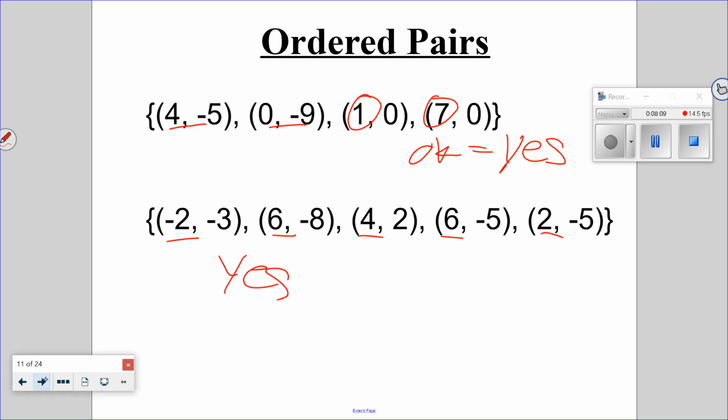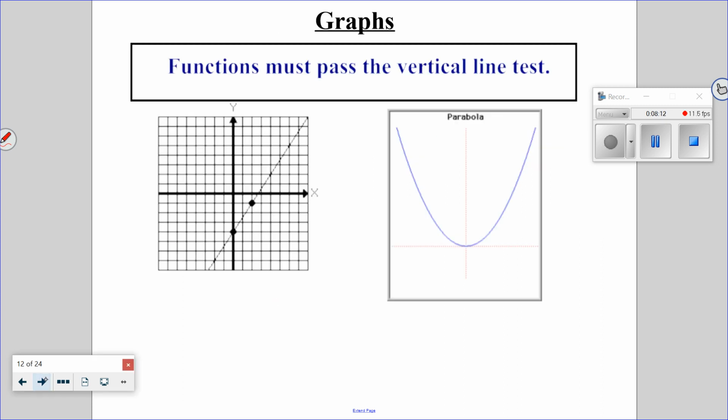Okay, my vertical line test. Draw a vertical line anywhere you want. Do you ever touch the thing in 2 places? You don't, it's just one? Then yes, it's a function. Okay, the parabola passes the vertical line test. It only touches in one place.